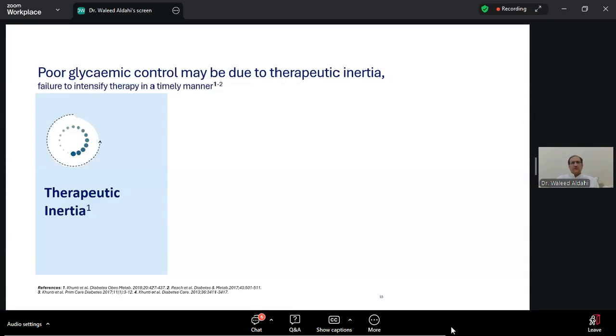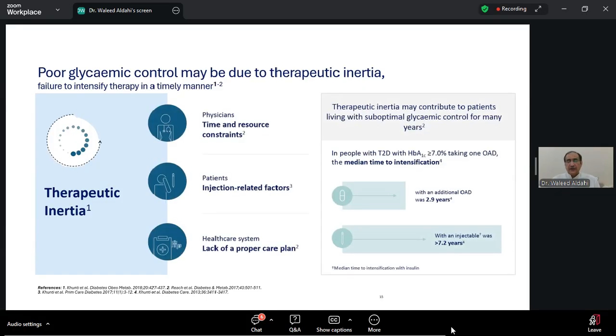Now, what are the causes of poor glycemic control and therapeutic inertia? The previous speaker alluded to inertia, and inertia is, I think, one of the cornerstones in the management of diabetes that will lead to such complications and such a high rate of complications. You can see here the inertia could be by physicians, time and resources constraints, patients, sometimes injection-related factors, not accepting more medications, and healthcare system lack of a proper care plan that's available in many countries, unfortunately.